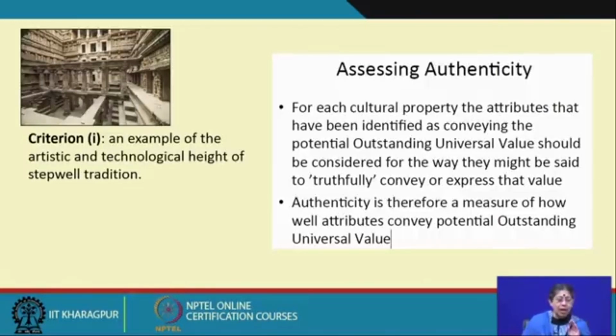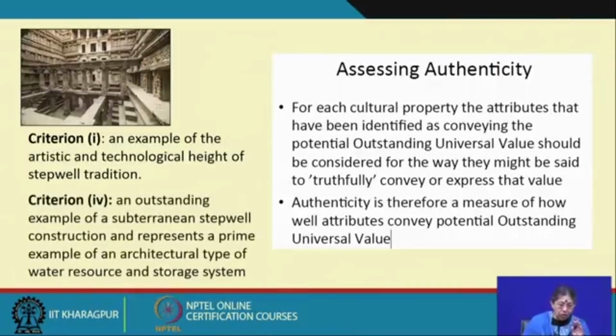It is an example of the artistic and technological height of the stepwell tradition. It is a very important part of a traditional water storage system and accessing the water. It was a part of the Saraswati river, and for centuries it was under the silt, and very recently it has been discovered, and now it is a part of the World Heritage Site. Criterion 4: an outstanding example of a subterranean stepwell construction, representing a prime example of an architectural type of water resource and storage system. So, under these two criteria, the stepwell of Rani Ki Vav has been inscribed as a World Heritage Site.